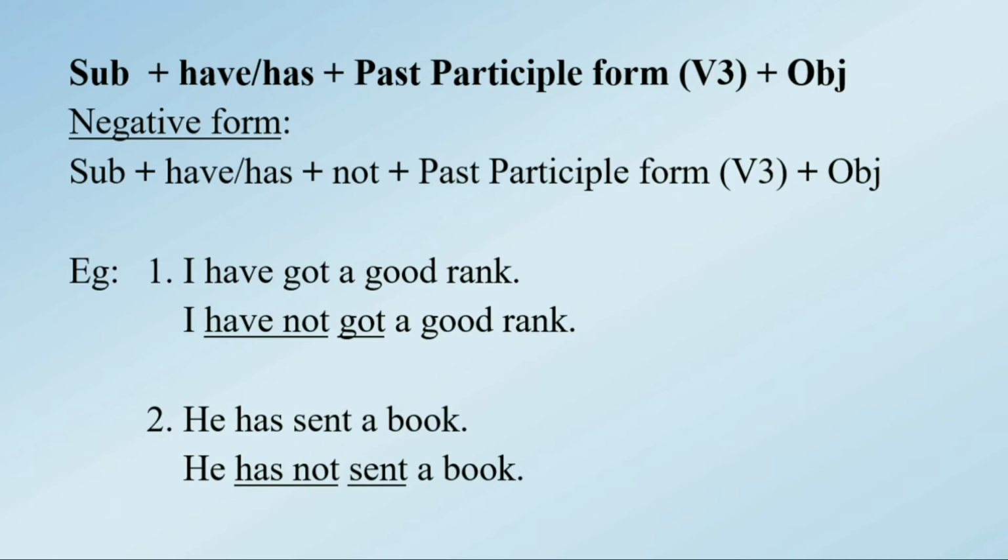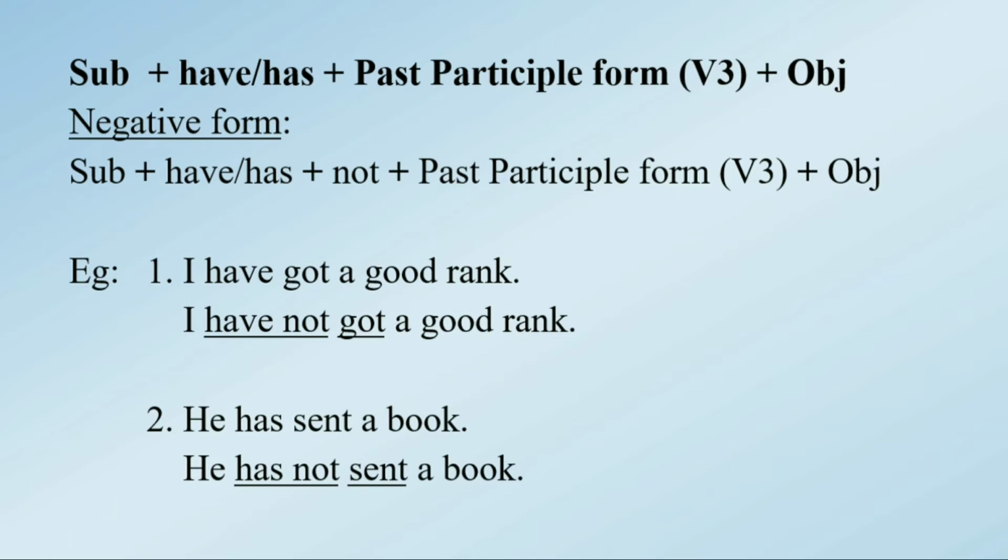Next, he has sent a book. He has not sent a book. So has not is the full form. Hasn't is the short form. So in this manner, you can frame the negative form of present perfect.